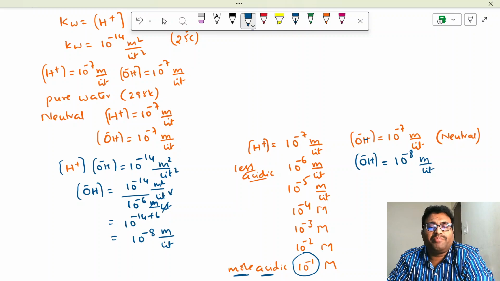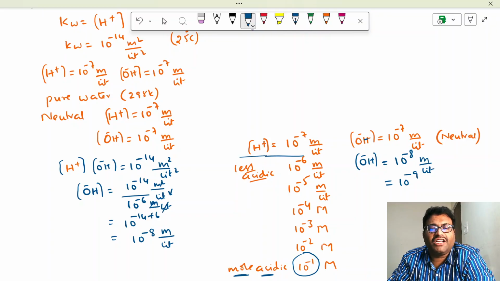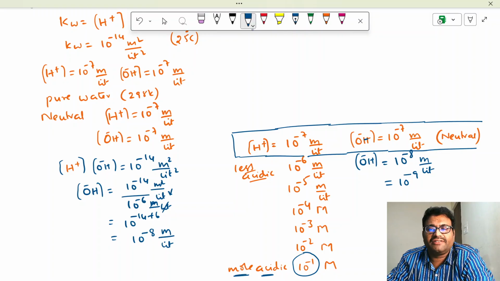Okay. So for 10 power minus 6, OH minus ion concentration is 10 power minus 8. For 10 power minus 5, OH minus ion concentration will be 10 power minus 9. 10 power minus 9 into 10 power minus 5 gives you 10 power minus 14. Are you getting this? This is neutral, and when you are comparing, others are compared with this.